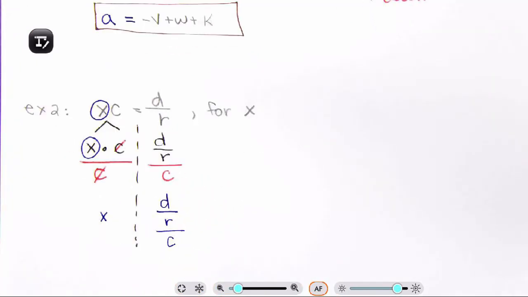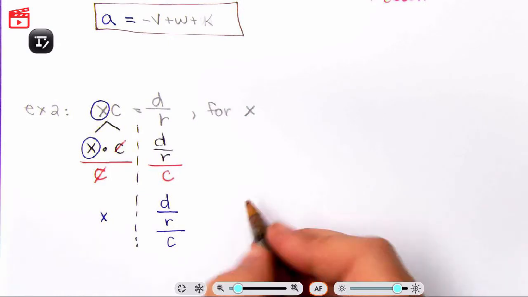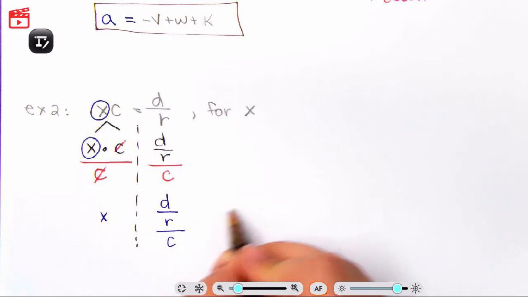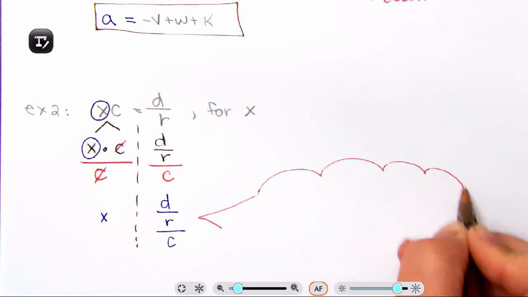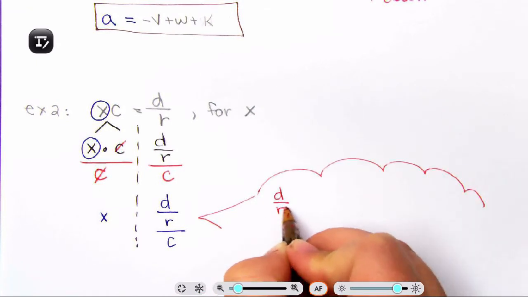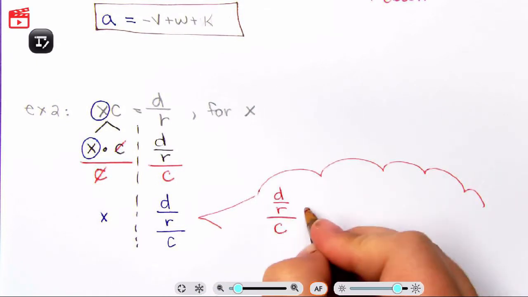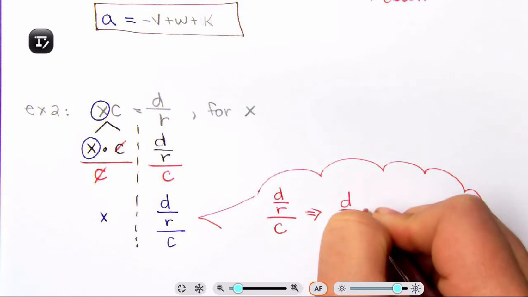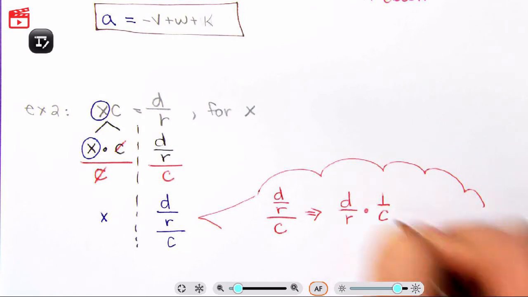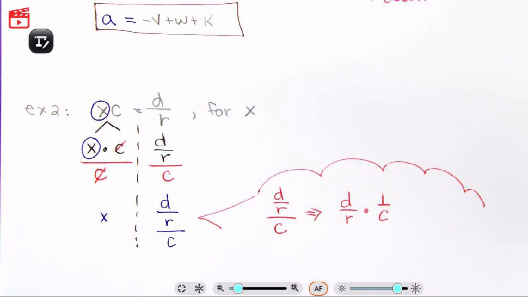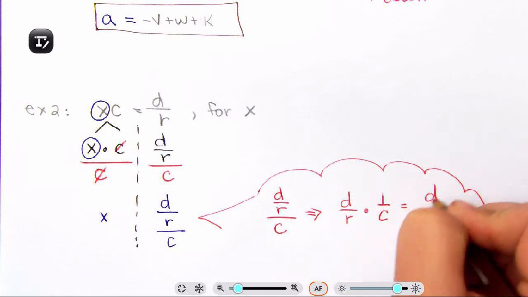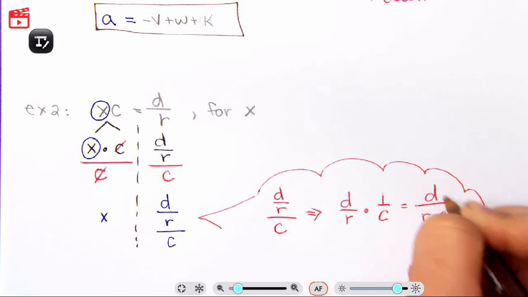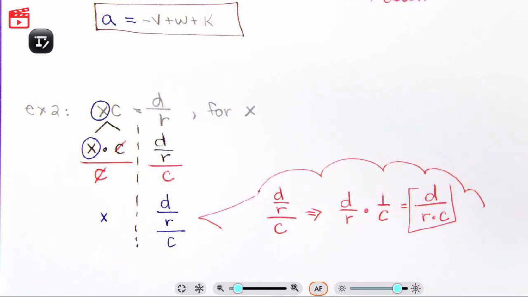Now here's where there's another thinking bubble, because when you have a fraction over a fraction like this, d divided by r divided by c is the same thing as saying d divided by r times 1 over c. That's the same thing. So what I really have is d divided by r times c. I'm going to write that down. So I have x is equal to d divided by r times c.